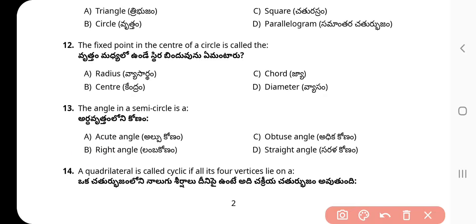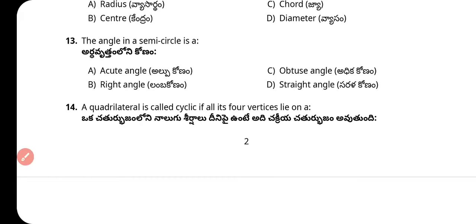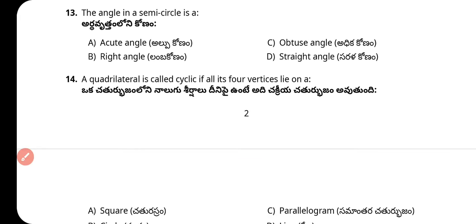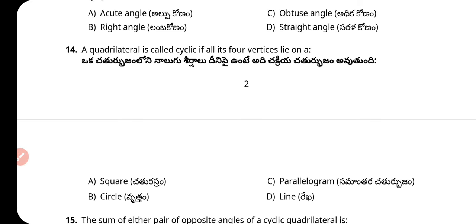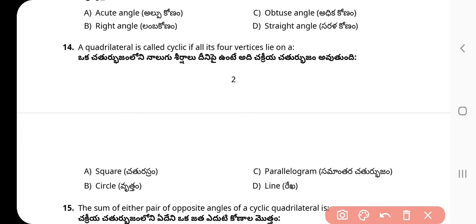Question number 14. A quadrilateral is called cyclic if all its four vertices lie on a square, parallelogram, circle, line. What is the correct choice? Answer is a circle. Cyclic quadrilaterals are defined by having all four vertices on a circle.